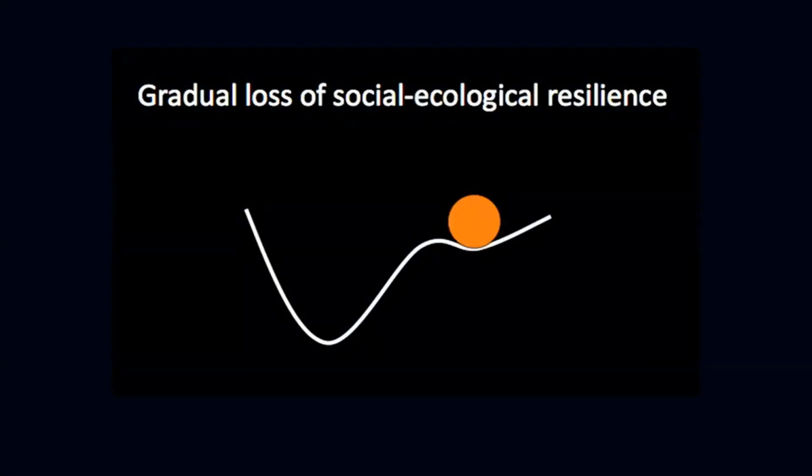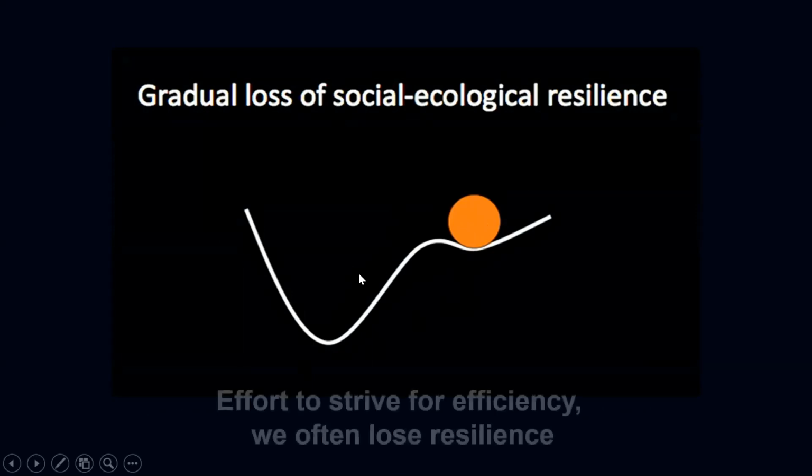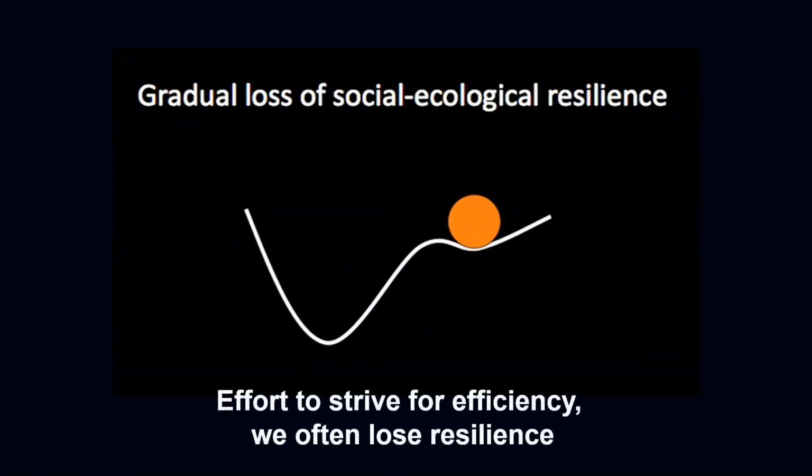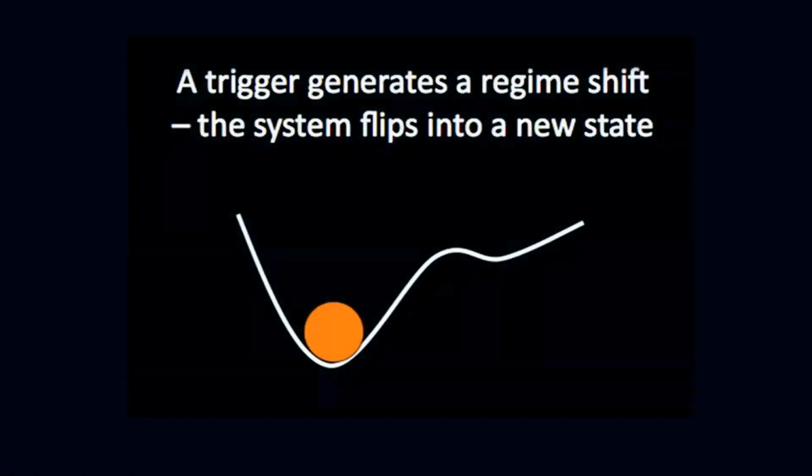And so what happens through human environmental damage is we lose this social-ecological resilience. Then with any sort of disturbance, we're likely to throw the system into a new state, okay? Sometimes when we're trying to do things efficiently, we lose our resilience. And then a trigger will happen and we have a regime shift into a new state, okay?